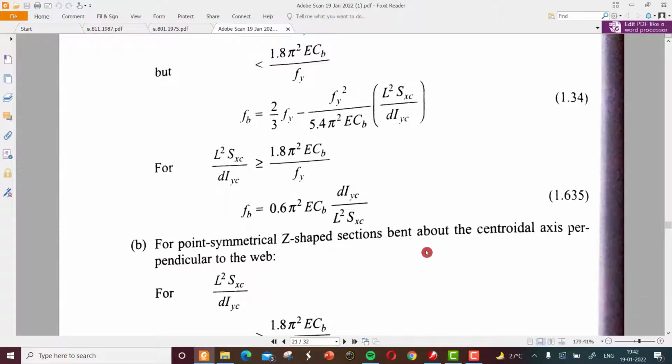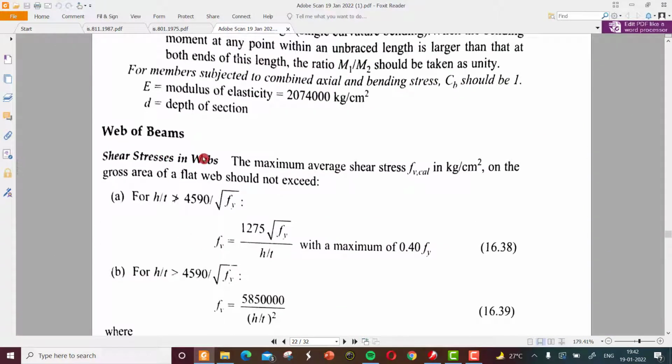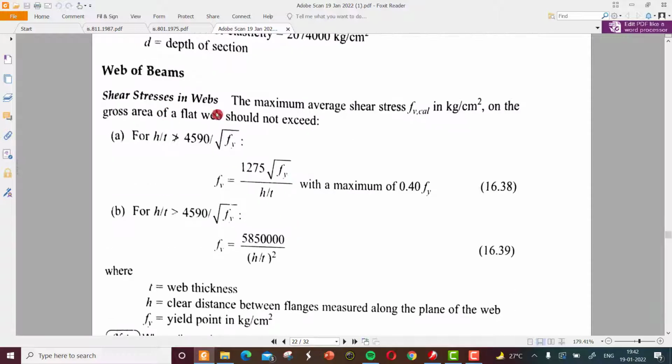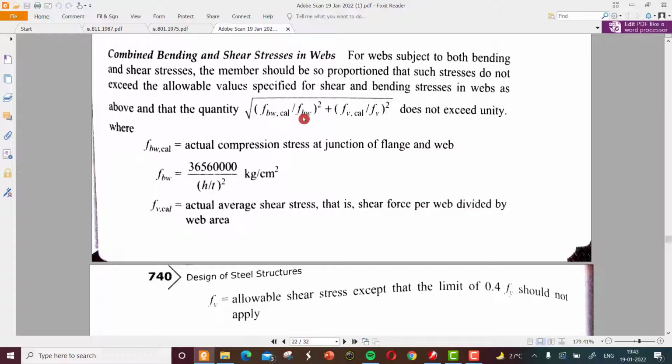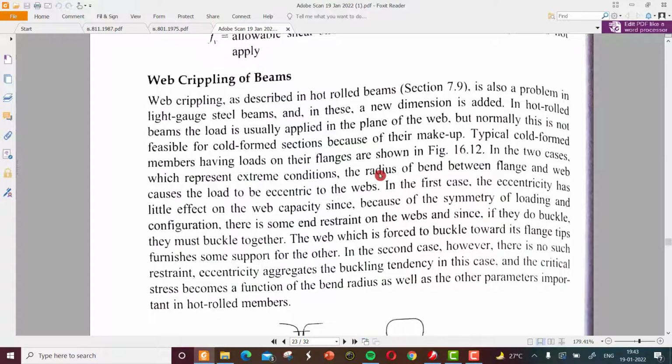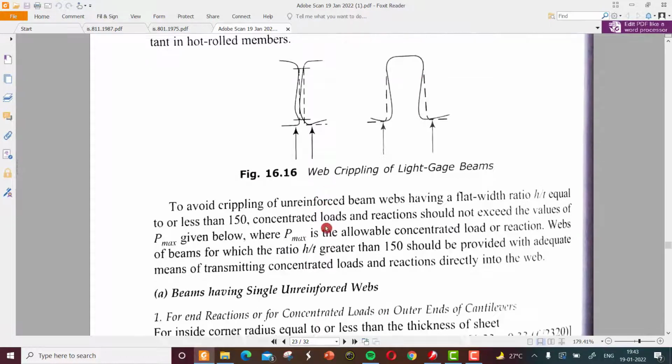And for point symmetrical Z section there are some expressions for finding the Q. And for the web of beams, the maximum allowable shear stress is given in this portion, which we will see when you are designing for the beam. Bending stresses in webs, combined bending and shear stress in the webs, so there will be an interaction equation, and web crippling of the beam. As the figure shows, this is the flange and this is the web, and the web will cripple upon loading. Here also the web is crippling. This is essentially buckling of the web.